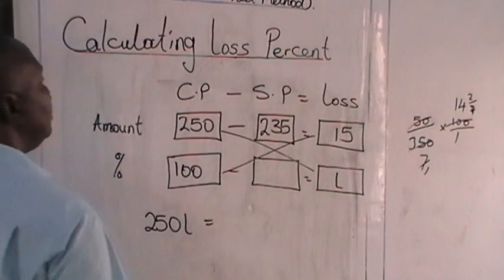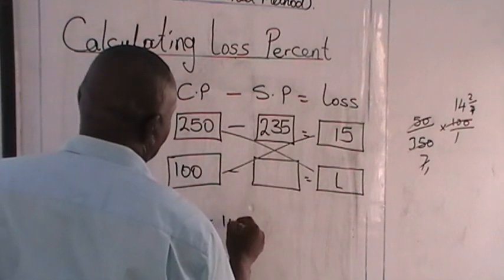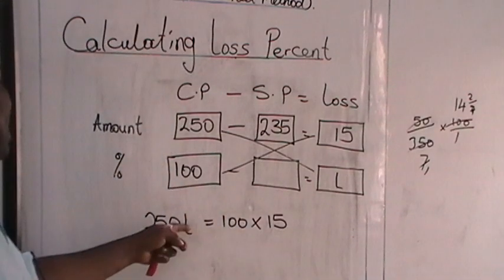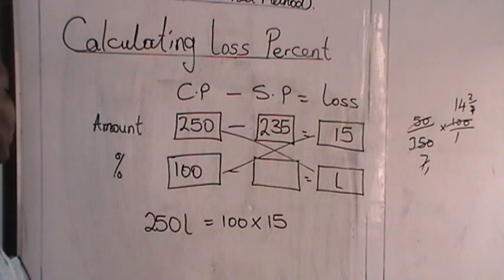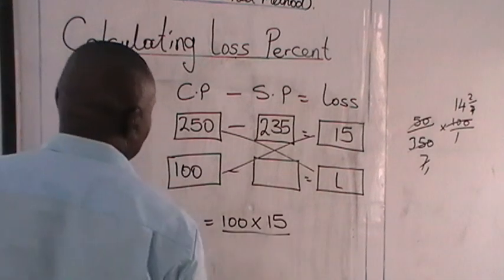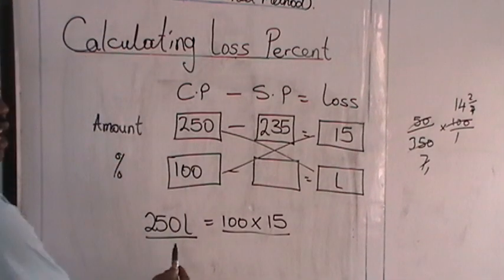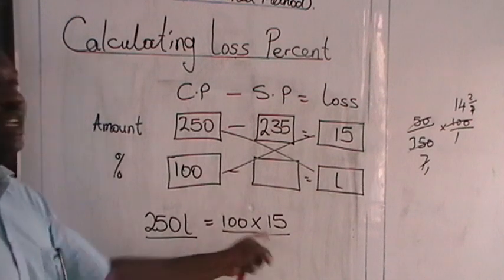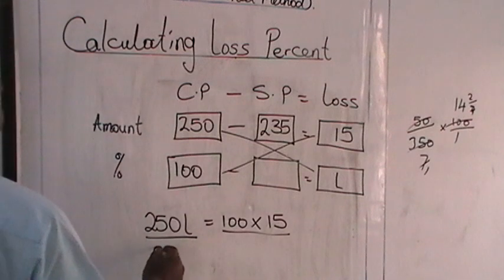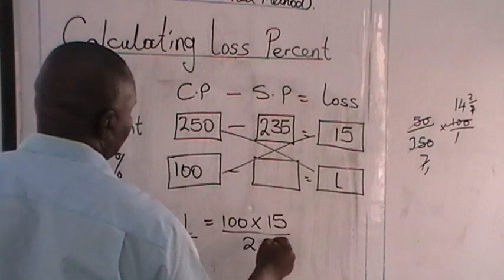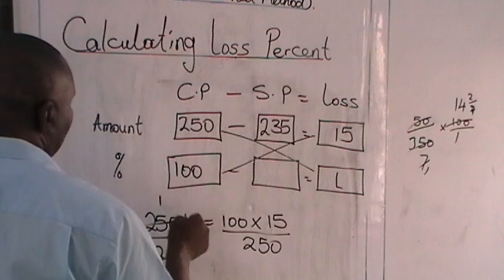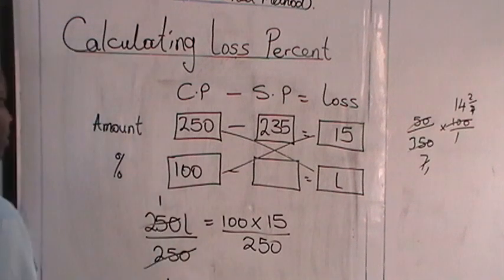250L is equal to 100 times 15. You can say 250 times L is still the same thing as 250L, right? Now, how do we get our L? Divide both sides by the coefficient of L. And the coefficient of L here is 250. So divide here by 250 and also the other end by 250. So 250 here, 1. 250 here, 1. You are left with just your L, which is what you are looking for.